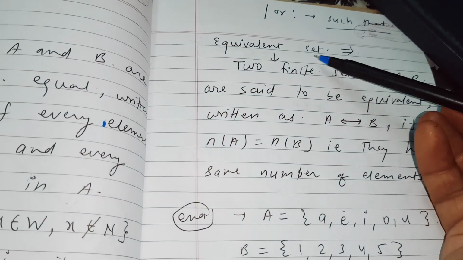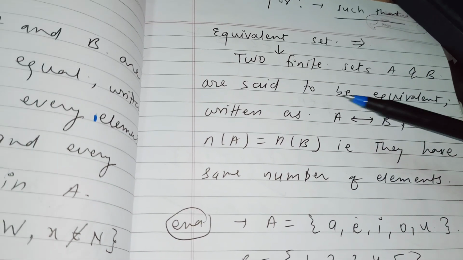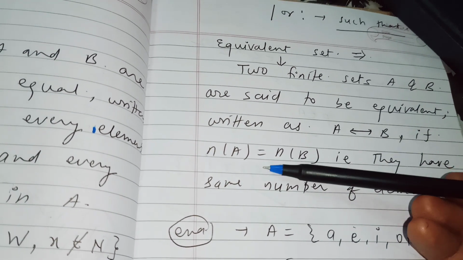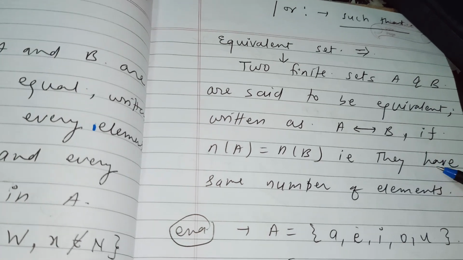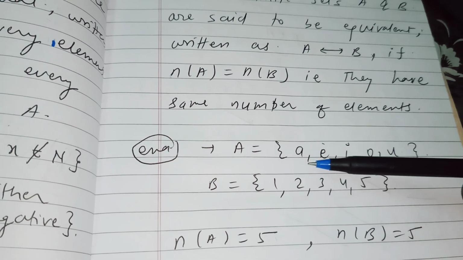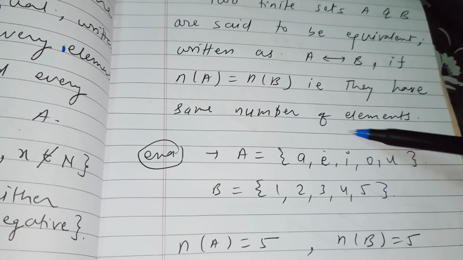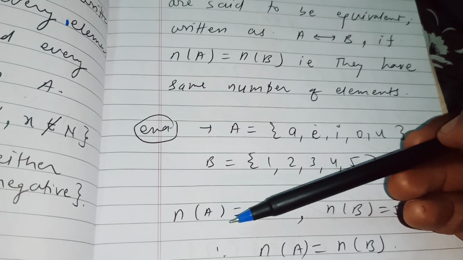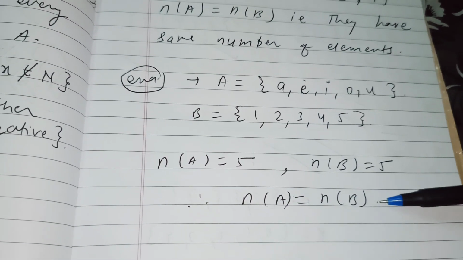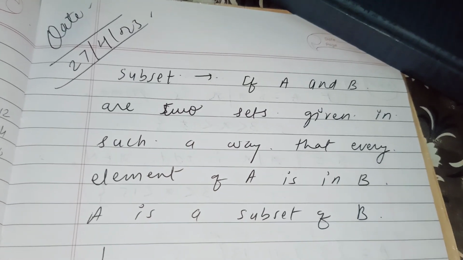Now next is the equivalent set. What is an equivalent set? Two finite sets A and B are said to be equivalent, written as A equivalent to B, if n(A) is equal to n(B), that is, they have the same number of elements. For example, we can say here A equals {a, e, i, o, u} and B equals {1, 2, 3, 4, 5}. An equal number of elements is given, so n(A) equals 5 and n(B) equals 5. So n(A) is equal to n(B). So that is called an equivalent set. Clear?